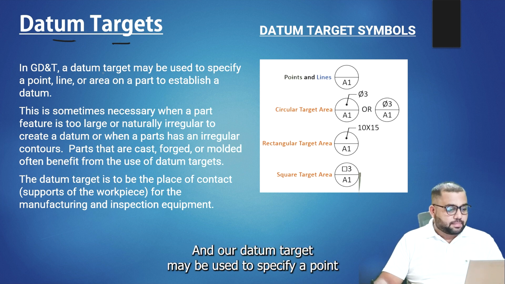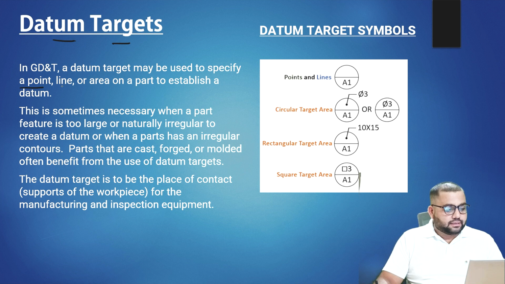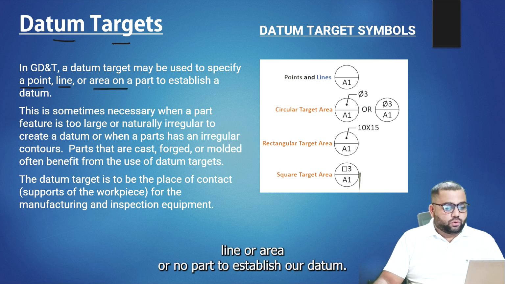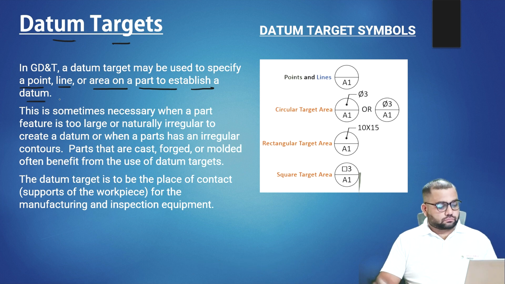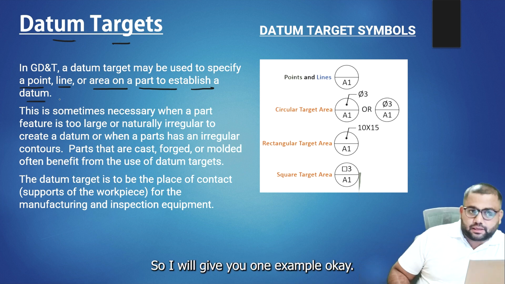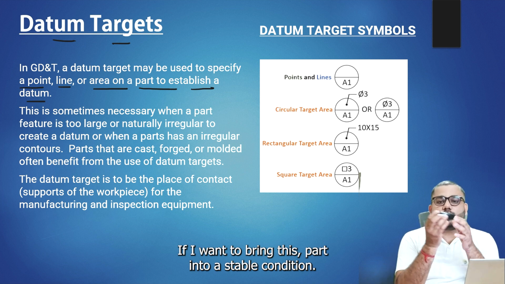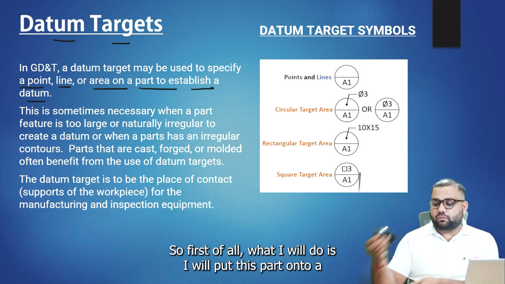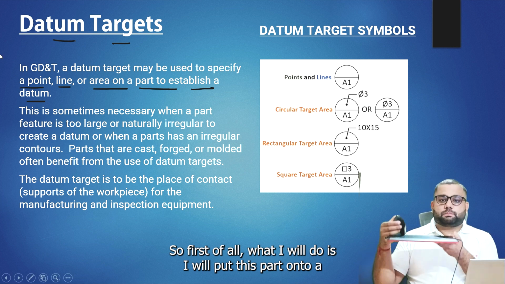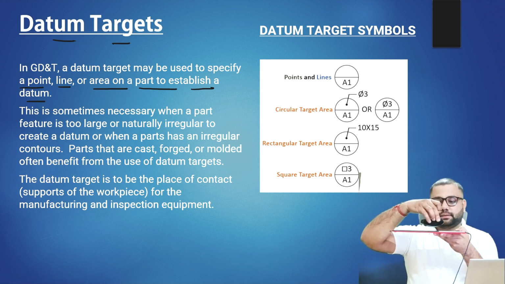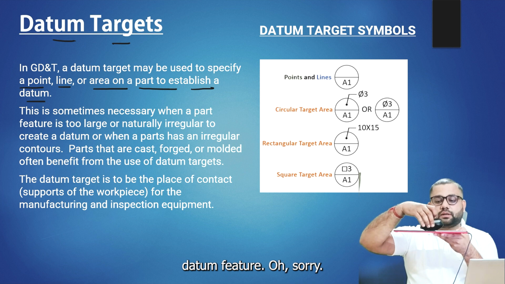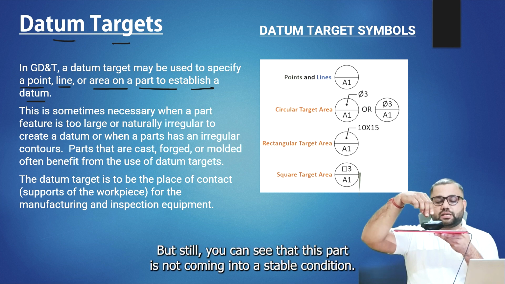In GD&T, a datum target may be used to specify a point, line, or area on a part to establish a datum. Okay. So I will give you one example. If I want to bring this part into a stable condition, first of all, I will put this part onto a datum feature. Okay. But still you can see that this part is not coming into a stable condition.